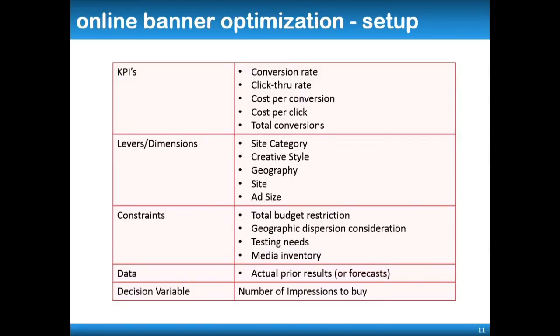In this example, the data that we'll use is relatively simplistic in a sense. We'll be using actual prior results from prior similar campaigns that we've run. Those will be the driving force for the decisions we're about to make to optimize future media buying plans. And finally, the results that we're looking for, again, that media plan from a numeric standpoint, is the number of impressions that we're going to buy within these different combinations of business dimensions that we have. Okay, so keep this one in mind.